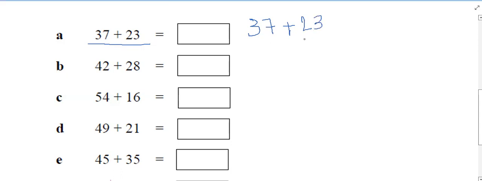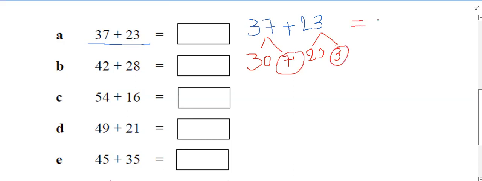See, one method is splitting and adding. So we can split 37 like 30 plus 7, and we can split 23 as 20 and 3. And then we can add round numbers first and later we can add the remaining numbers. 30 plus 20? 50. And this 7 plus 3? 10. Together? 60. And again I am telling these things are to be done in mind only. So 30 plus 20 is 50 and 7 plus 3 is 10. In that way you have to do.